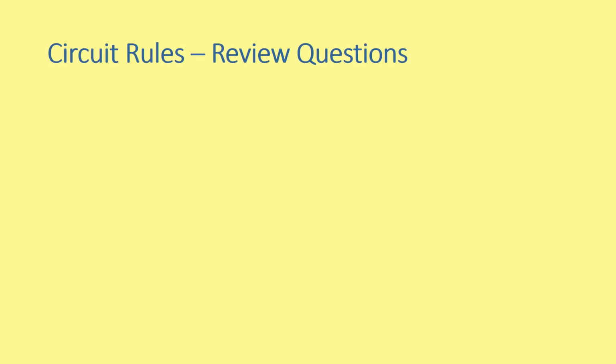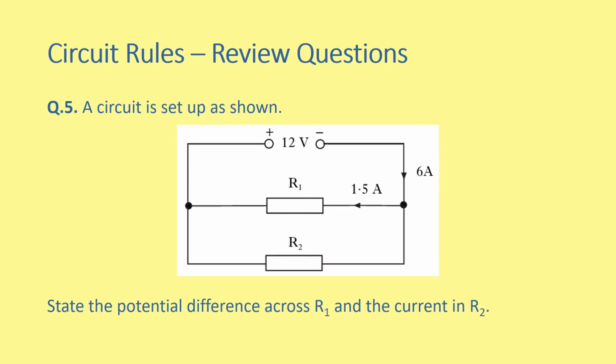Question 5. A circuit is set up as shown. State the potential difference across R1 and the current in R2. So we can see that this is a parallel circuit. Therefore, the voltage across each branch is going to be the same, and that's the same as the supply. So the voltage across R1 is going to be 12 volts. 6 amperes is coming from the supply. That's split between the branches. 1.5 amperes goes through R1, which means the current I2 through R2 is going to be 6 minus 1.5, which is 4.5 amperes.